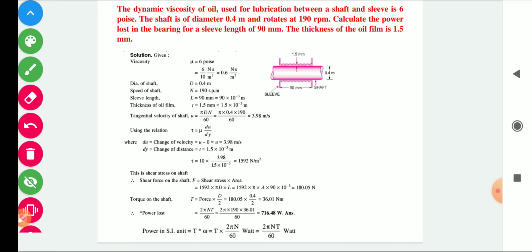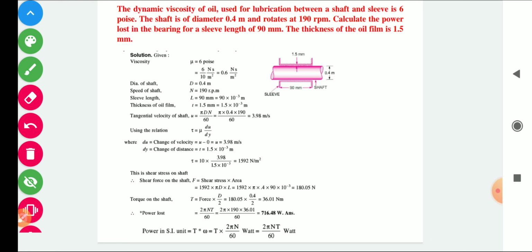So the velocity of the shaft will be, the diameter is given, rpm is given. So with the help of diameter and rpm we can calculate the tangential velocity of shaft. Then it will be equal to pi dn upon 60. Here d is diameter of the shaft and n is round per minute. So if we put value of these parameters, the final value of velocity is 3.98 meter per second.